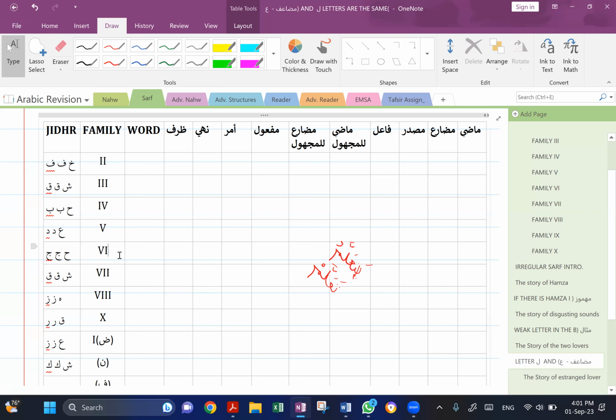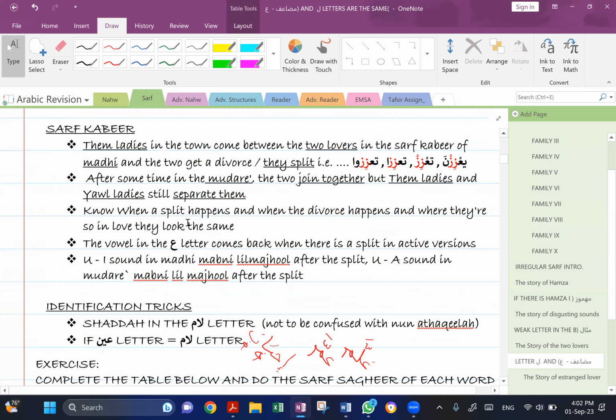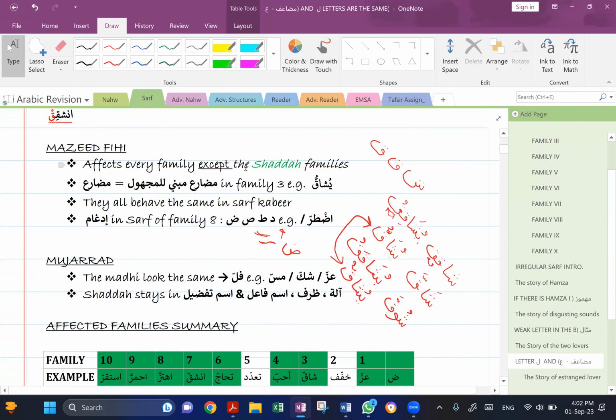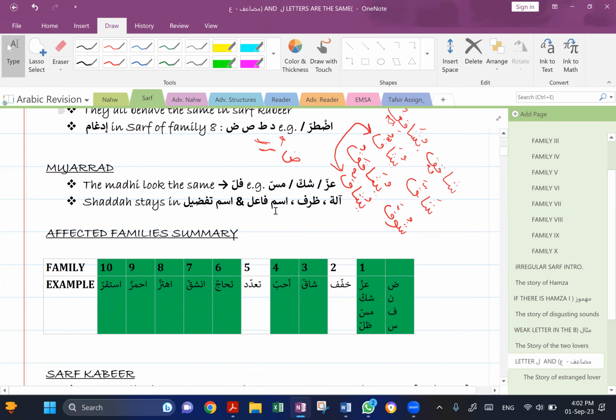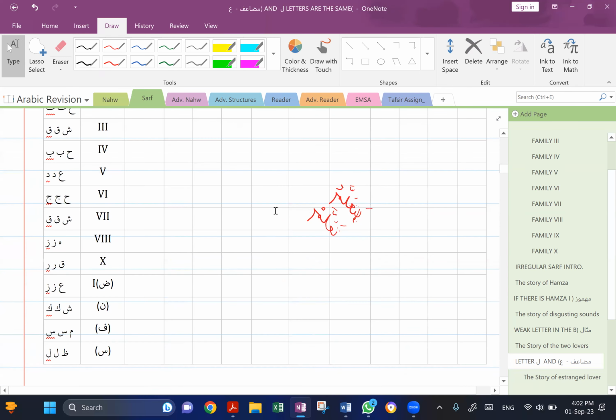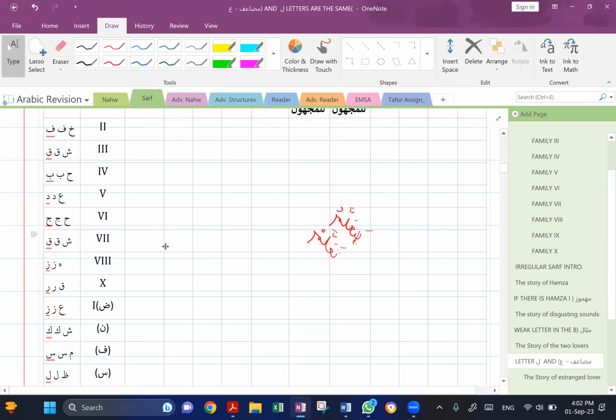Then the mudari majhul will be yutahaju. Then the masdar again will be tahajjun. The maf'ul will be mutahajjun. So this is the same, right? Fa'il and majhul are the same. Yes, mutahajjun and mutahajjun. So the alif families, in fact, this shouldn't have been family 3. This should have been family 3 and 6. The alif families have this similarity. Yes, that's going to be the same.